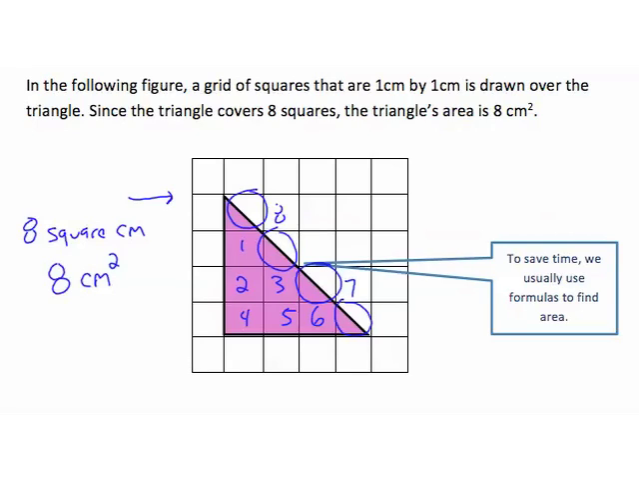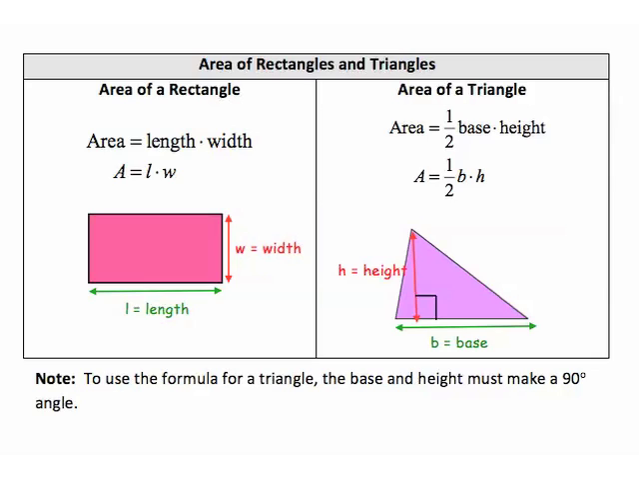Now, typically we don't draw a grid of squares to find the area of figures, but this gives you an understanding of what we're finding when we're finding area, and that's why it's really important that we put all of our answers in square units, because when we measure area we're actually measuring with squares. Typically when we try to find the area of a triangle, we usually just use a formula because it would save us time. As I just mentioned, we usually use formulas to find the area of figures.